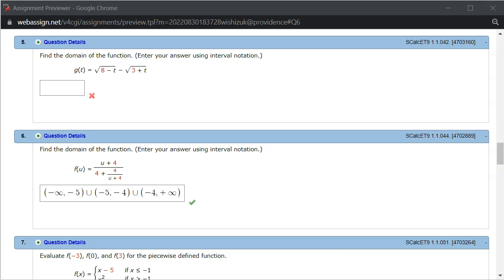All right, let's look at homework 1.1, problem number 5. We want to find the natural domain of this given function. So let's do that.